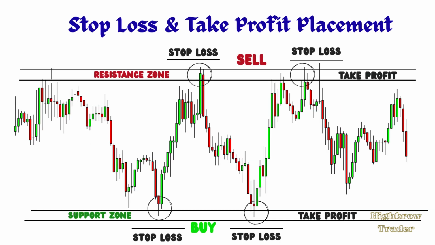Support and resistance help you place accurate stop loss and take profit levels. Put stops slightly beyond support or resistance to avoid being wicked out. Take profits near the next opposite level. This improves your risk-reward ratio and protects capital. The chart shows ideal stop loss and take profit placements based on real setups.